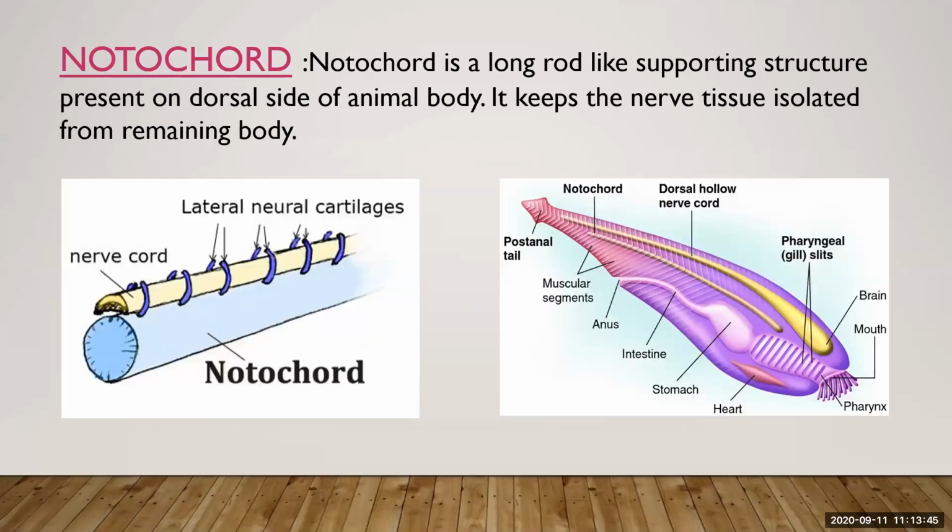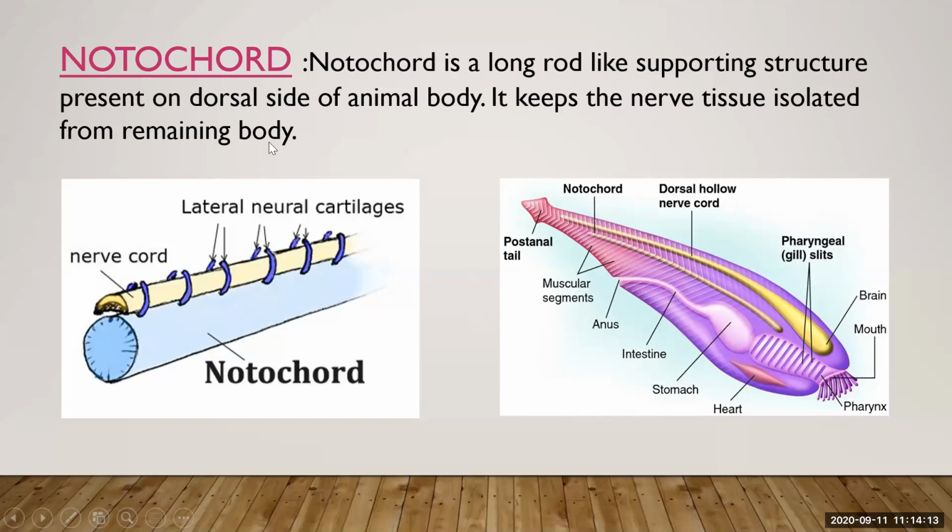Now, see the notochord. What is the notochord? Notochord is a long rod-like supporting structure present on the dorsal side of the animal body. It keeps the nerve tissue isolated from the remaining body. It is a rod-like structure. Here you can see in the blue line, the notochord is present, and it is attached to the nerve cord.